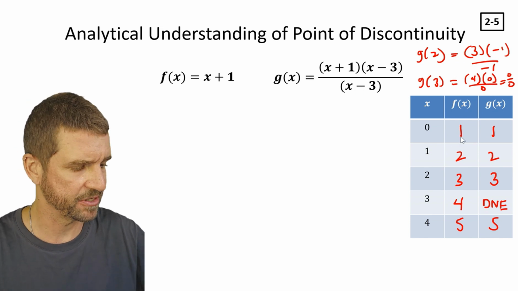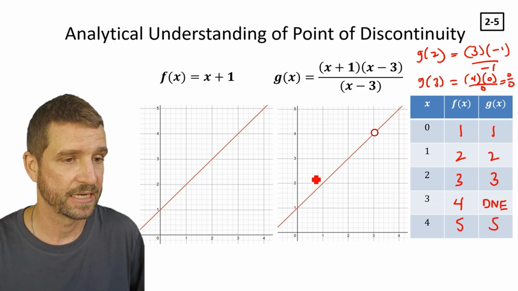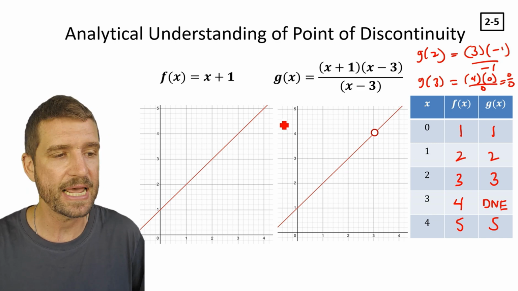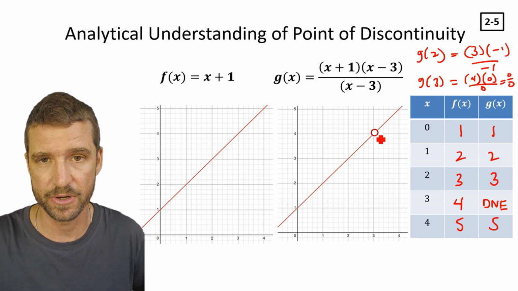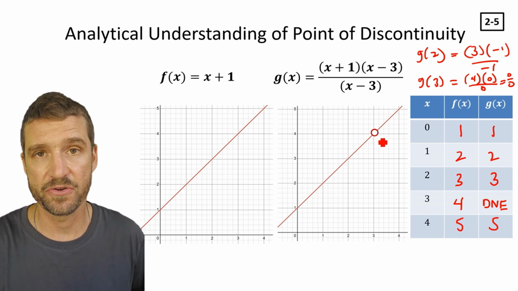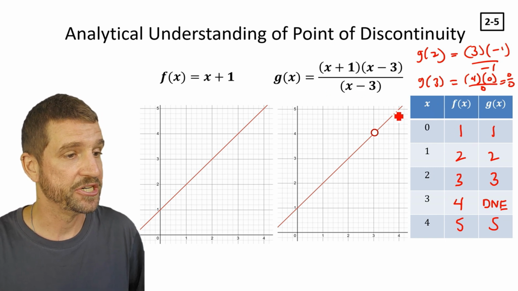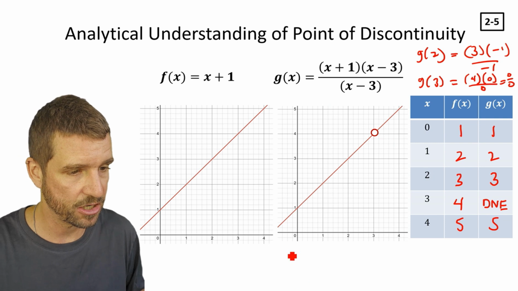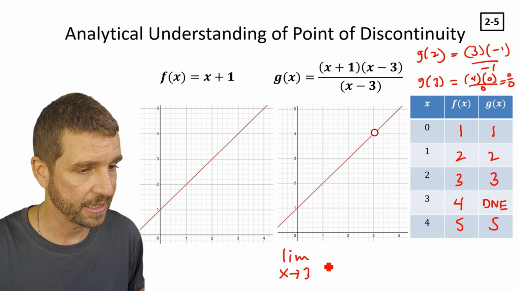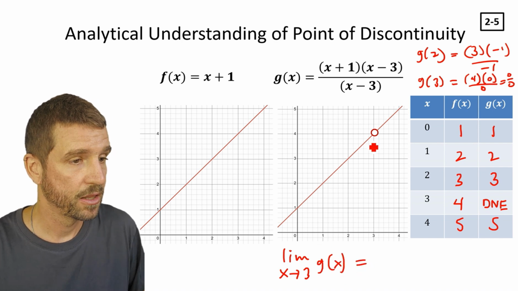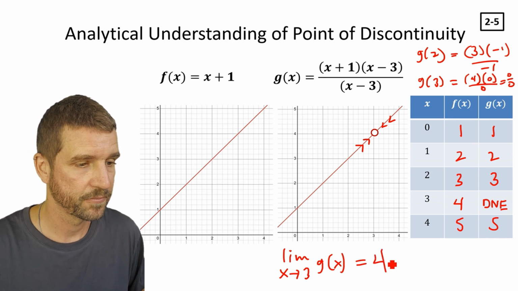So if I were to graph these two functions, this is x plus 1, this is g of x. These two look exactly the same, except for at x equal 3, there is a discontinuity, okay? Now, why do I show you this? Well, the reason is that while g of 3 does not exist, let's talk about the limit as x approaches 3 of g of x, well, this is just going to equal 4.